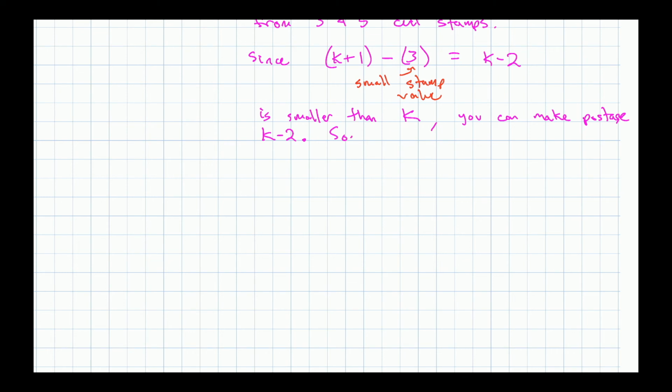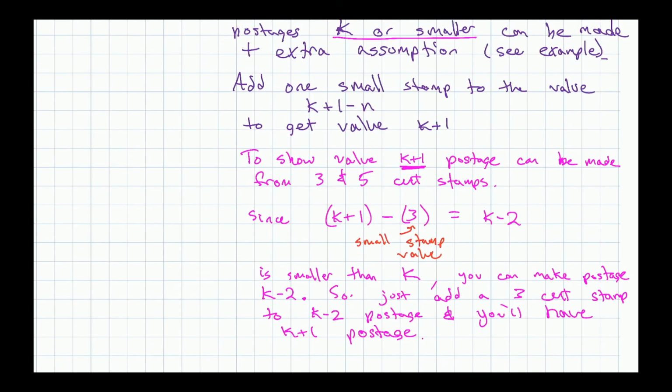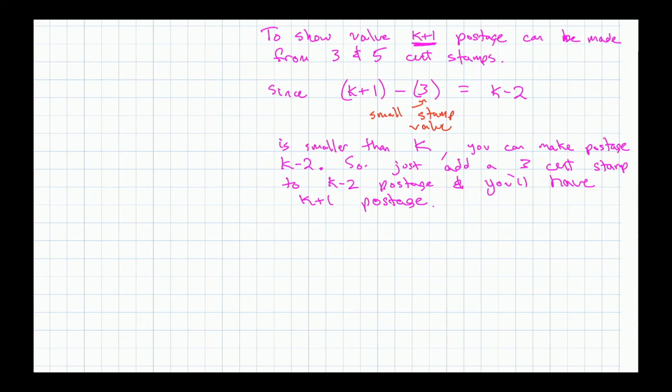So just add a 3-cent stamp to that postage, and you will have k plus 1 postage. Right? So we did it. That was what you were trying to do in that step. So that's really kind of awkwardly written. That's the part that people don't understand. But we'll see how it looks. All right. Once you do that, though, you're done.